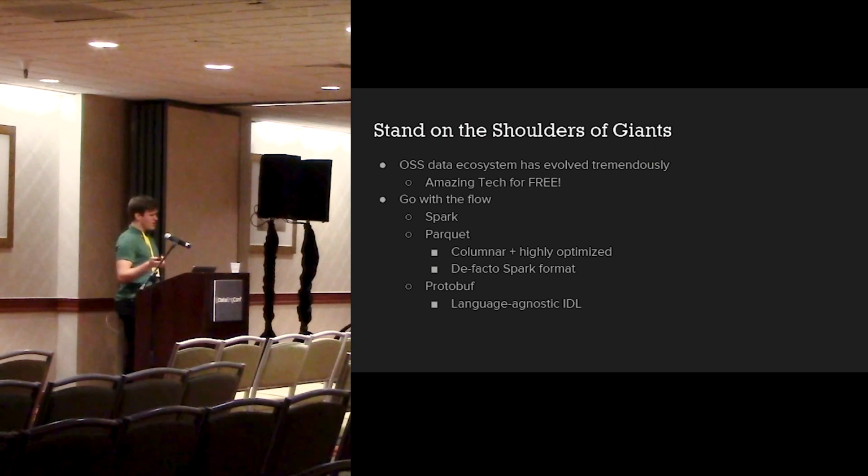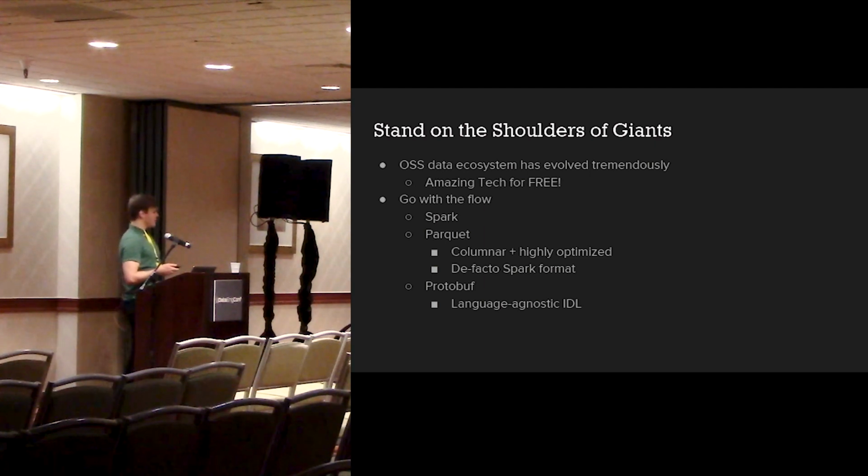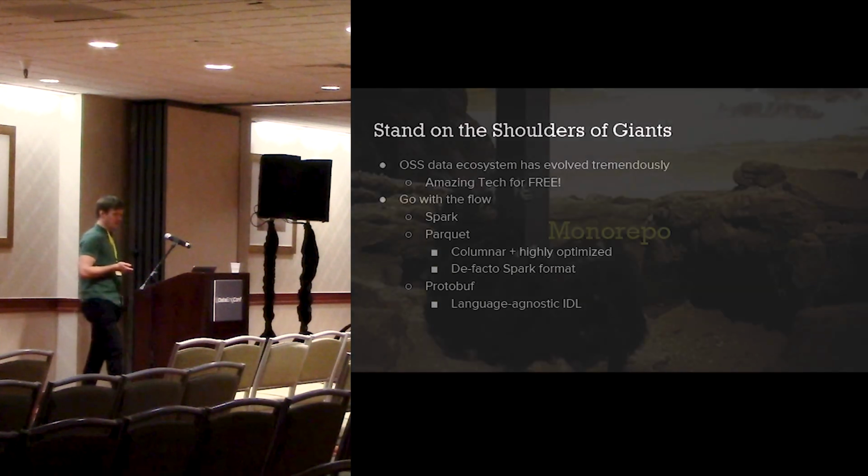We use Parquet a lot. If you're not familiar with that, and I'm sure most of you are, it's a columnar, highly optimized format for analytics. It's also become the de facto format for Spark. So using it within Spark is really easy, and it's compatible with a lot of other data tools as well. We also use protobufs for upstream. It's an interface definition language between services, and it provides a flexible schema, but some nice structure and compile time guarantees.